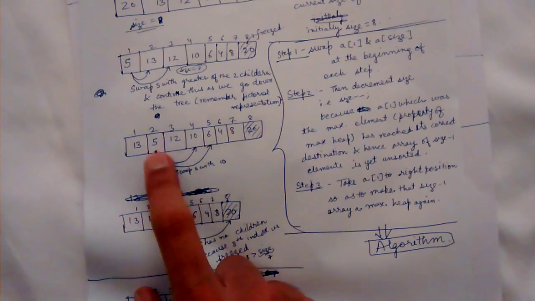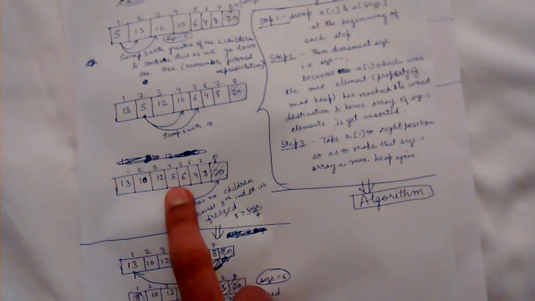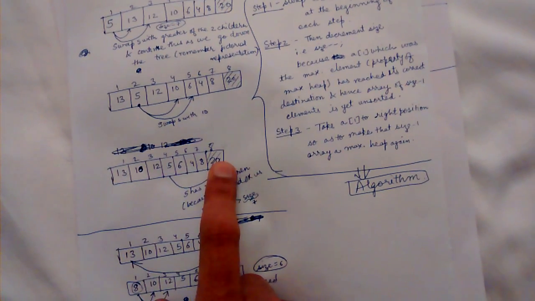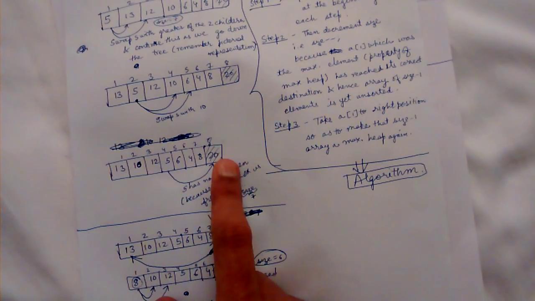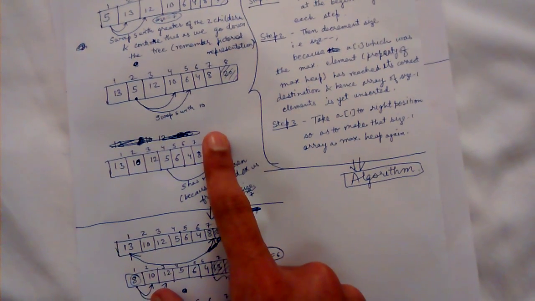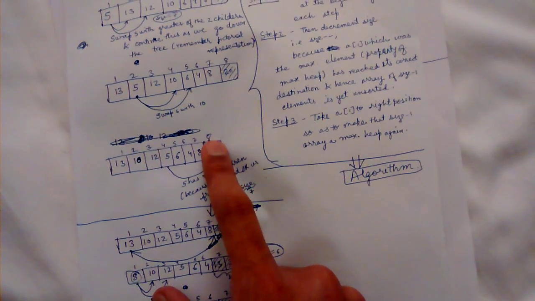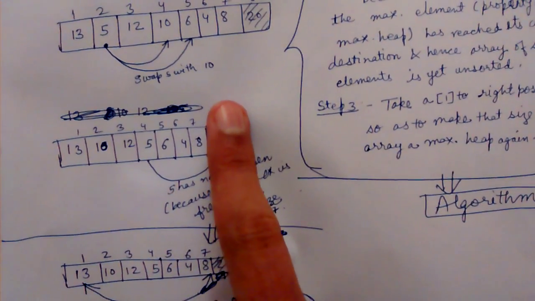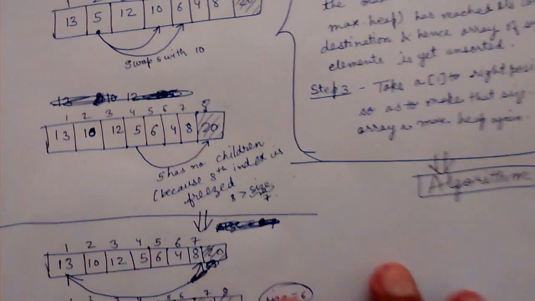Now 5 has 2 children, 10 and 6. 10 deserves to come at 5's position, so we swap. So 10 comes here, 5 goes there. Now 5 has only one child, that is 8, but no, it is not a child because the size of the max heap is just 7 and 8 is out of range, so we don't consider this. So this size 7 max heap is ready. This is a perfectly valid max heap of size 7. You can verify by drawing it pictorially.